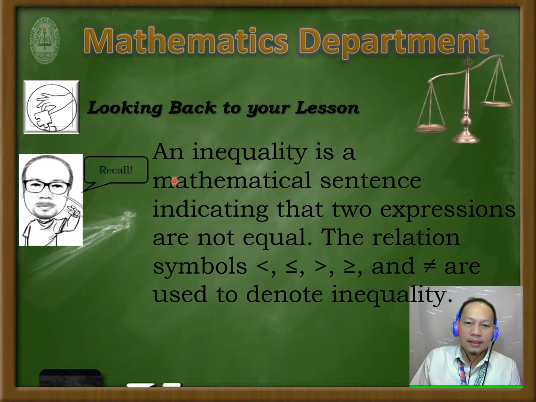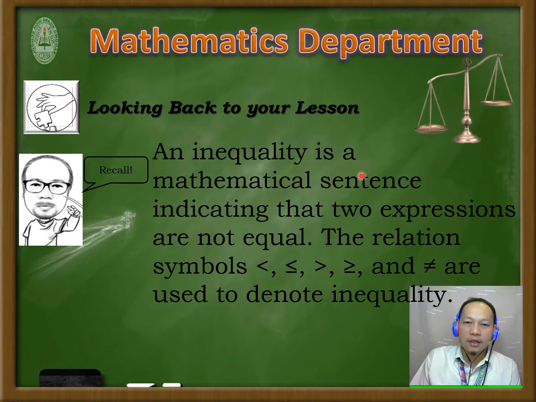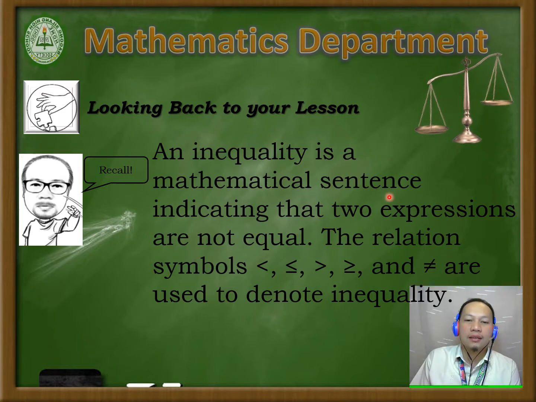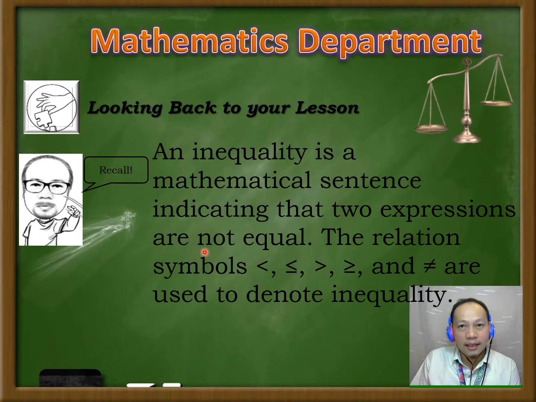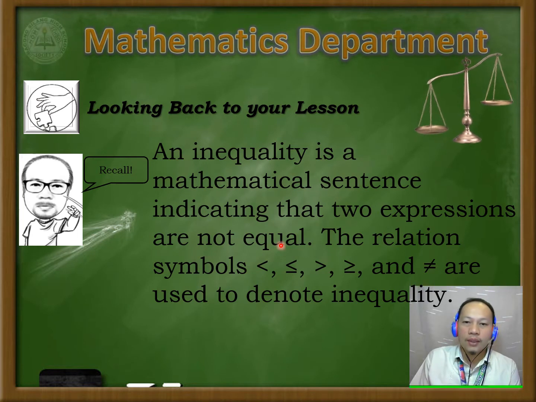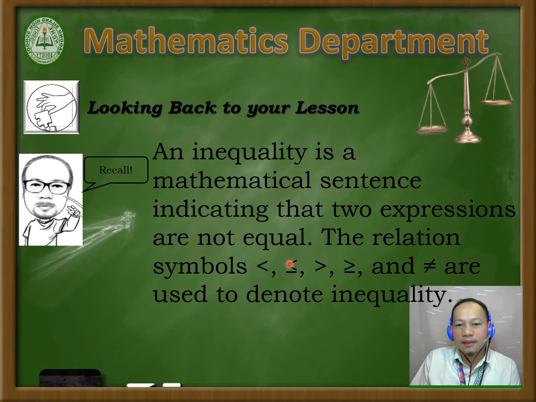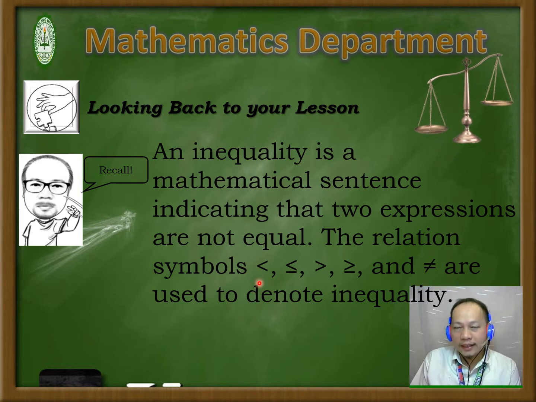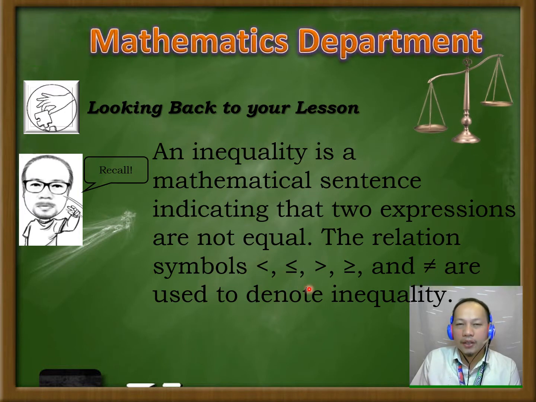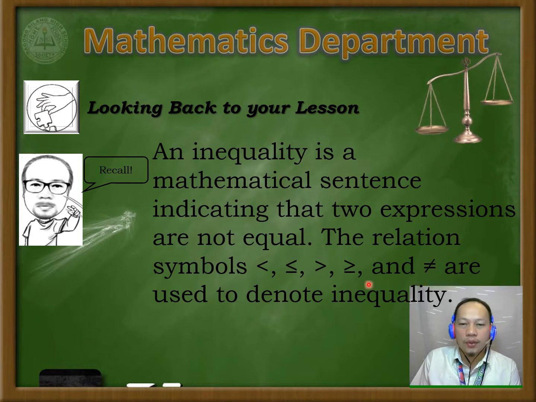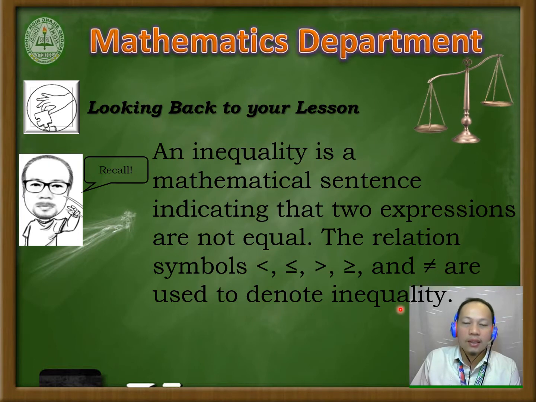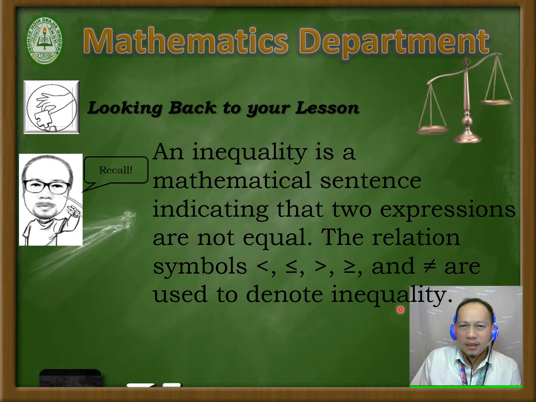Another one is the inequality. It is also a mathematical sentence indicating that two expressions this time are not equal. What are the relation symbols used for this inequality? So the relation symbols lesser than or equal to, greater than or equal to, and not equal to are used to denote inequality. Can you give an example?